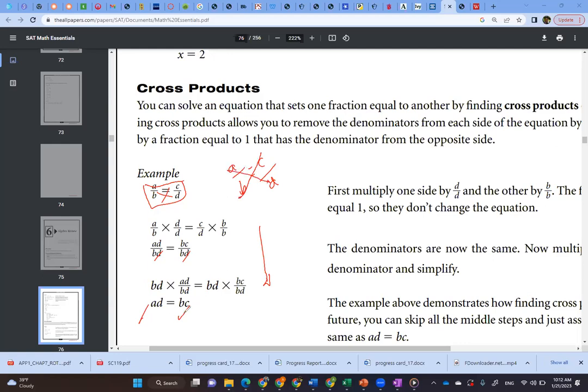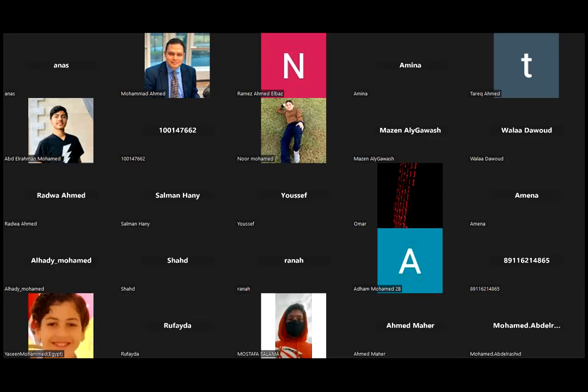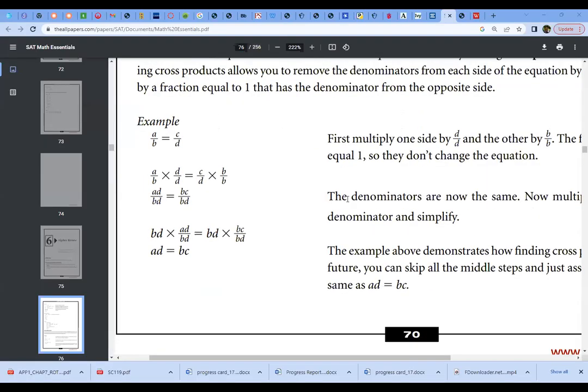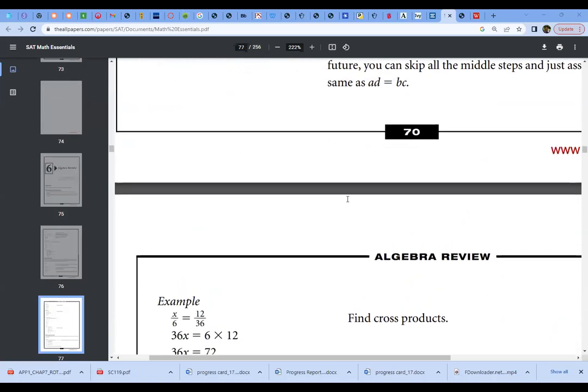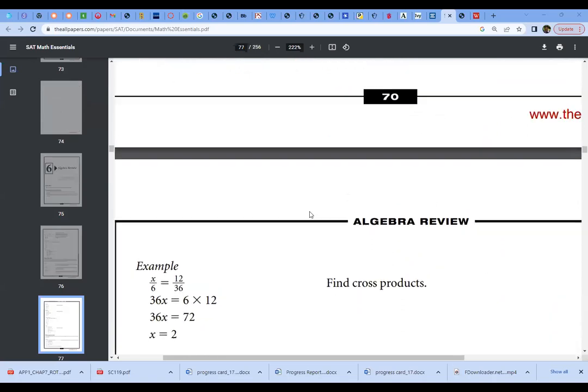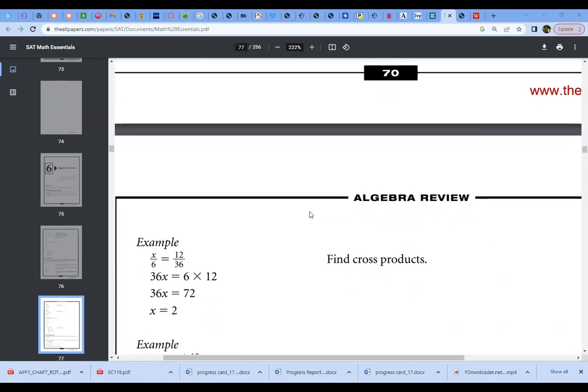AD equal BC. Okay, we need to brackets about this. Sorry, we need to brackets about this concept. You see my screen? Yeah, we can see it.